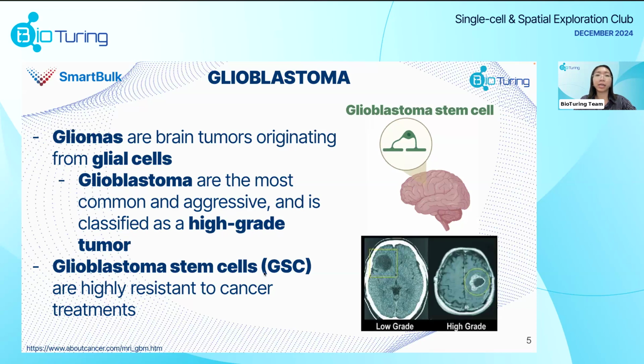An important cell type to keep in mind is the glioblastoma stem cell, or the GSC. These stem cells are highly resistant to cancer treatments, mostly because of their plasticity and their ability to evade treatments. This is one of the reasons why I wanted to investigate the heterogeneity in glioblastoma.